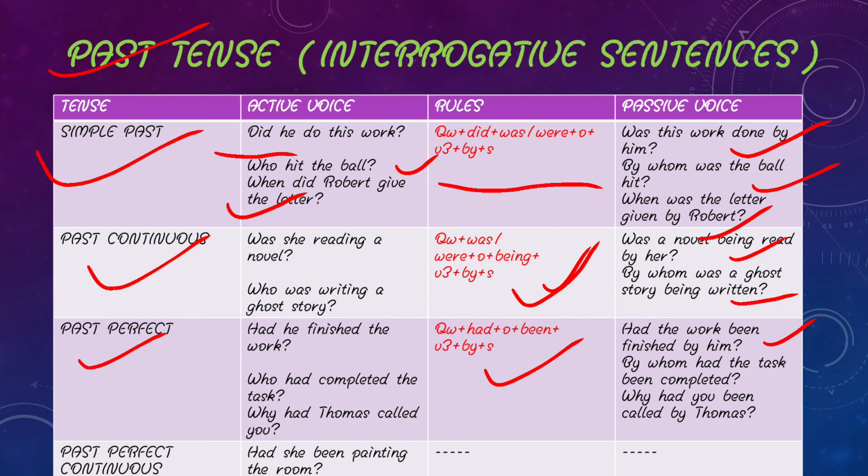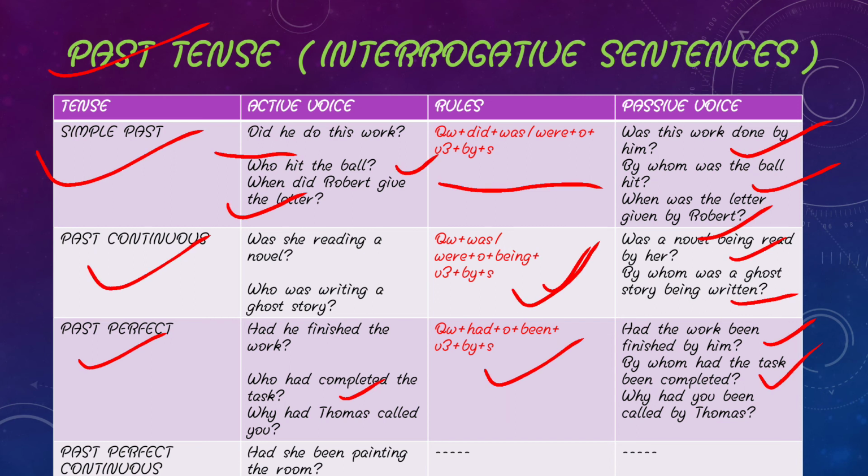Look at the next sentence: Who had completed the task? Here, as I said, who itself is the subject, had completed is the verb, and the task is the object. So when the sentence begins with who, in the passive voice we need to begin the sentence with by whom. So the sentence becomes: By whom had the task been completed?